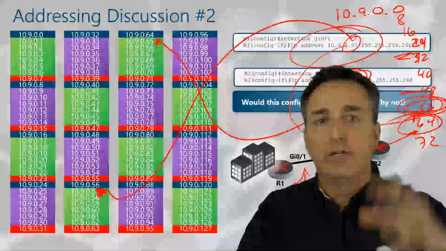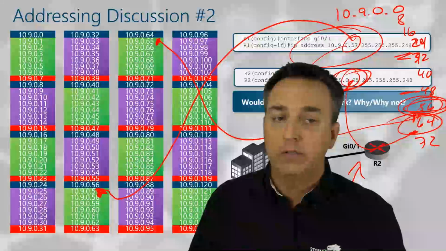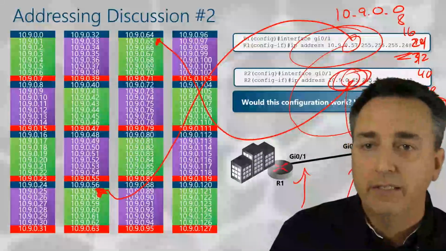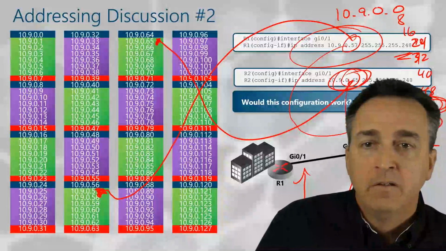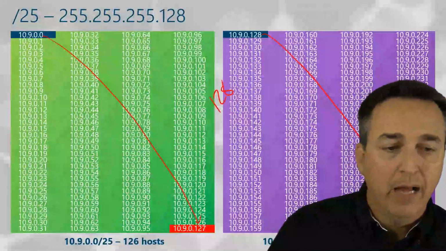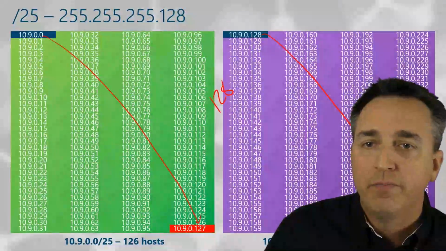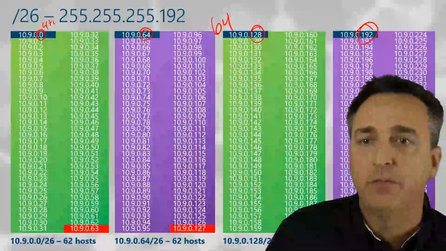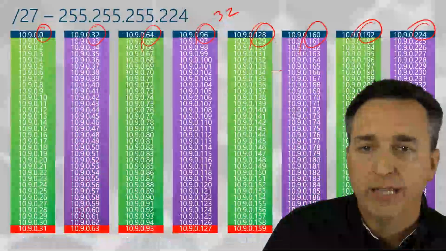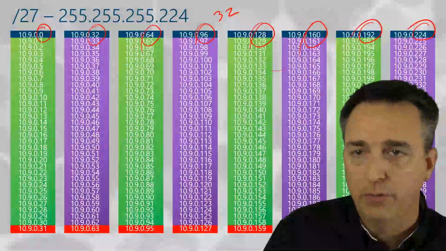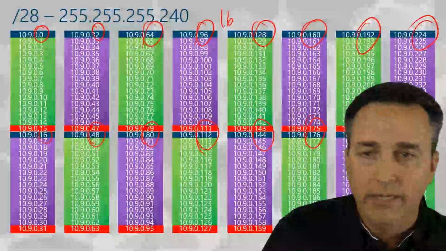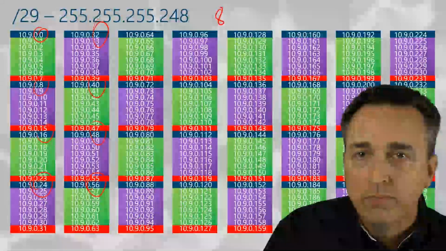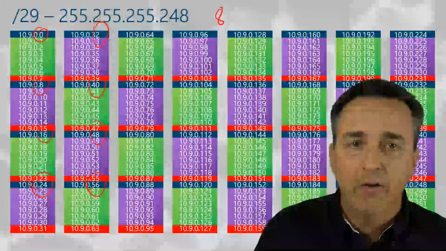So if you can remember what you're counting by for all of these, that's really, really important. So when we went back and took a look at this, we said we're counting by 128 if it's a slash 25. If it's a slash 26, we're counting by 64. And if it's a 27, we're counting by 32. If it's a 28, we're counting by 16. If it's a 29, we're counting by 8. And that's where we are right now, on the 29.